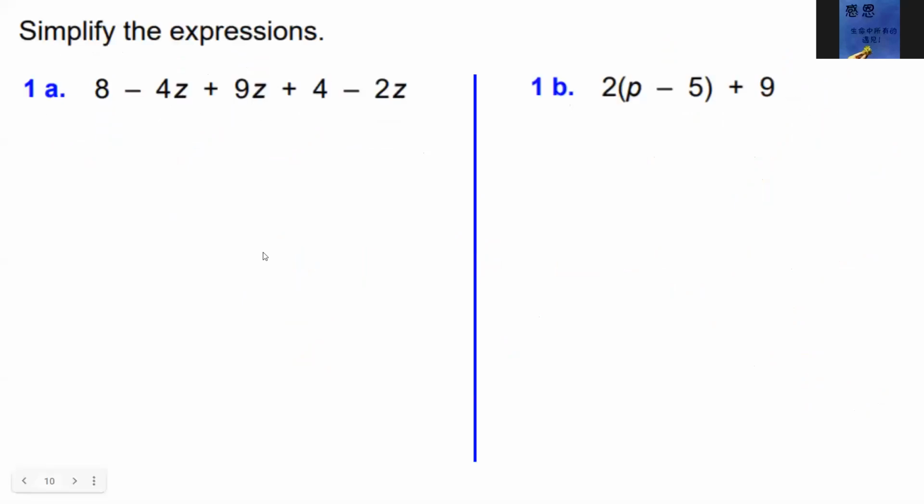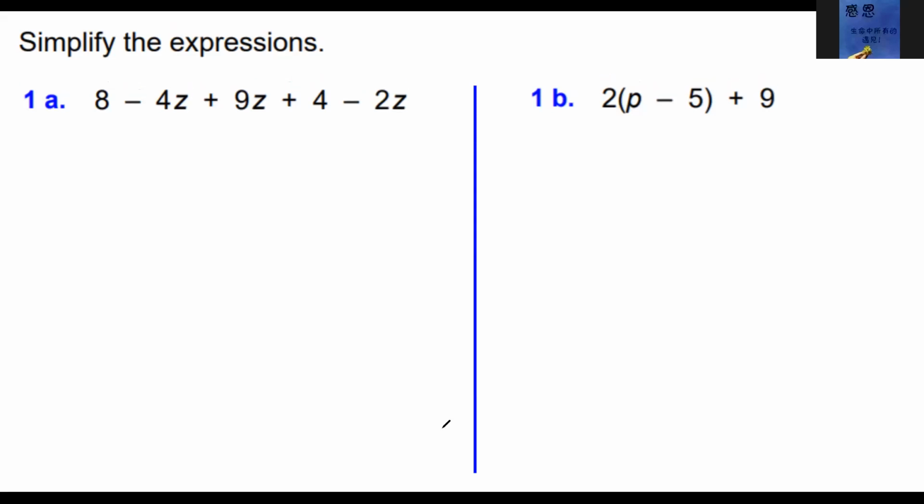Okay, let's actually simplify some expressions. So keep in mind, the order that we add things doesn't matter. So in the first example, I'll do this, okay? Keep in mind the following. We can add and subtract like terms. For starters, I'm going to put the like terms next to each other. Be careful. This is a negative 4z. The coefficient is negative 4. Okay, so that goes wherever that term is. This is a plus 9z, minus 2z. And then I have plus 8 plus 4.